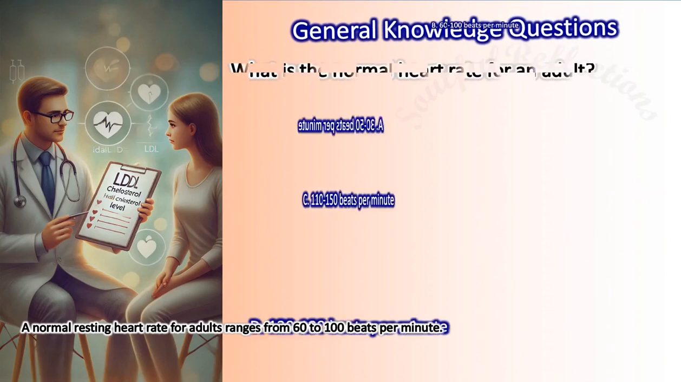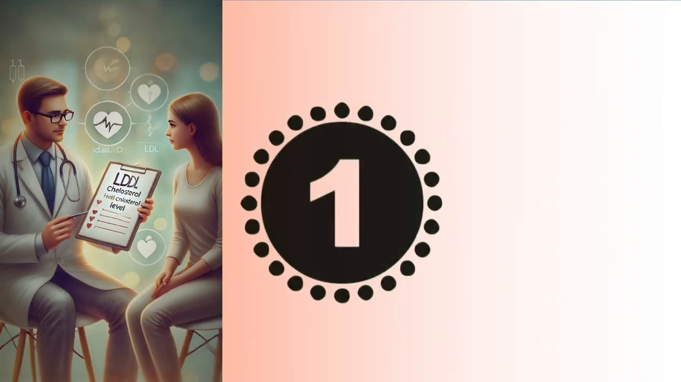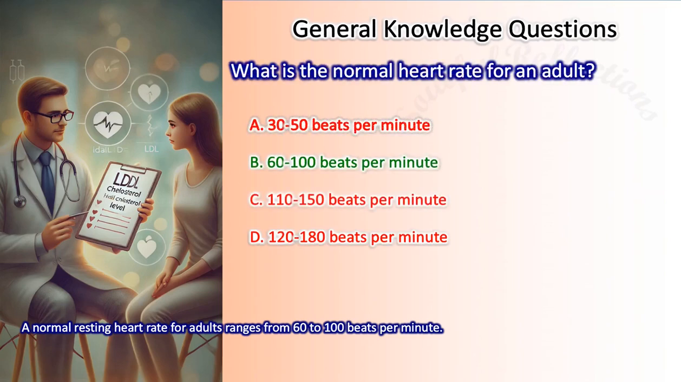What is the normal heart rate for an adult? Option 1, 30 to 50 beats per minute. Option 2, 60 to 100 beats per minute. Option 3, 110 to 150 beats per minute. Option 4, 120 to 180 beats per minute. The answer is Option 2, 60 to 100 beats per minute.